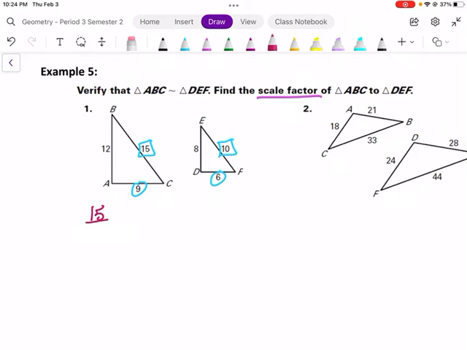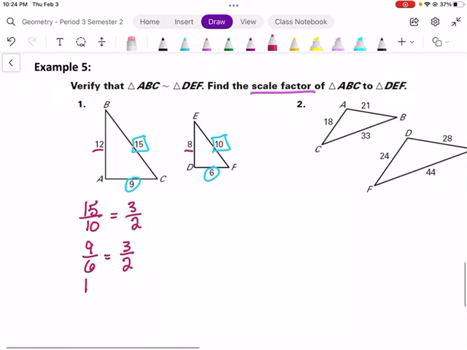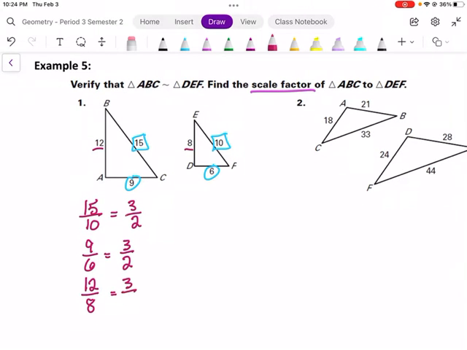Then we can set up our fractions. So I'm going to start with 15 over 10, which would simplify if we divide them both by 5 to be 3 over 2. Then we can do the same thing for our circles. 9 over 6, and if we divide these both by 3, we would get 3 over 2 again. Then we're going to pair up our 12 over 8. And if we divide these both by 4, we would end up with 3 over 2. So because all of these are equal, we know they are similar.